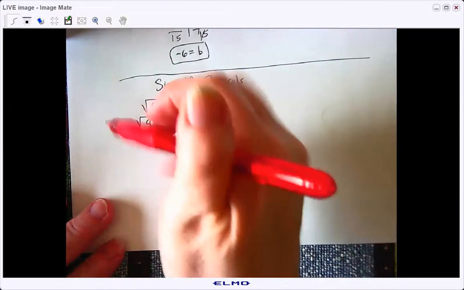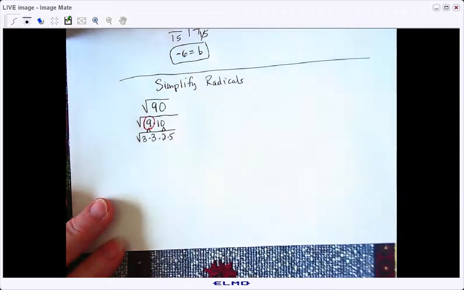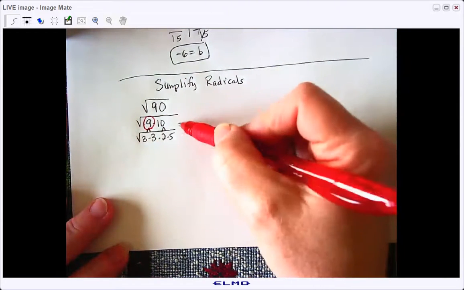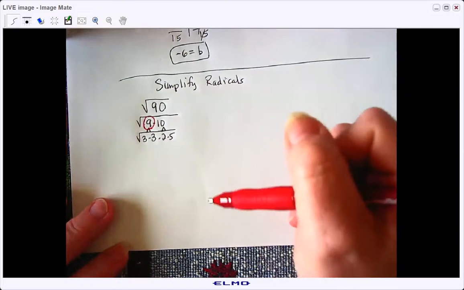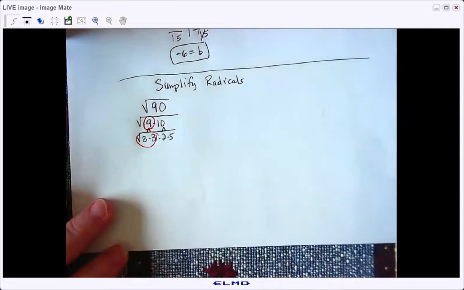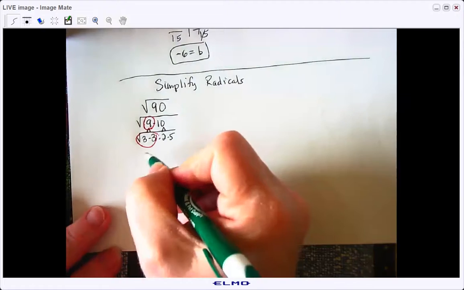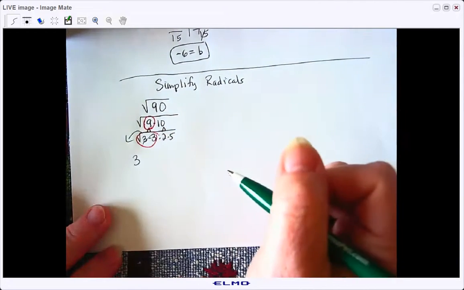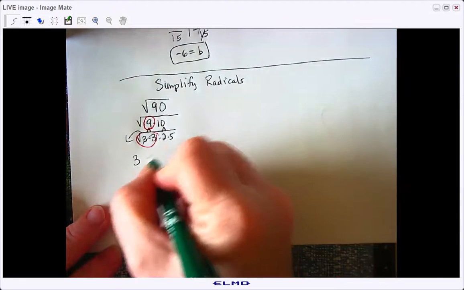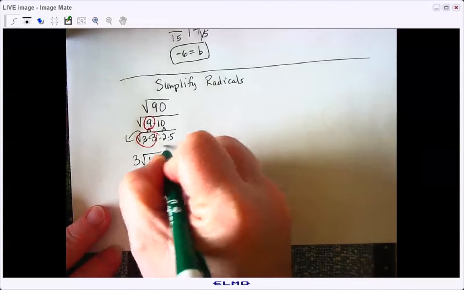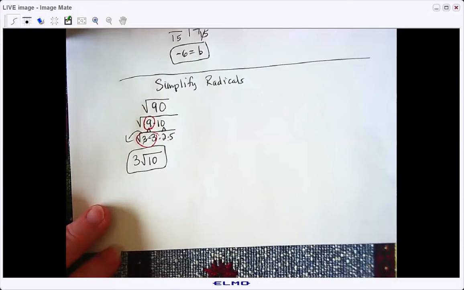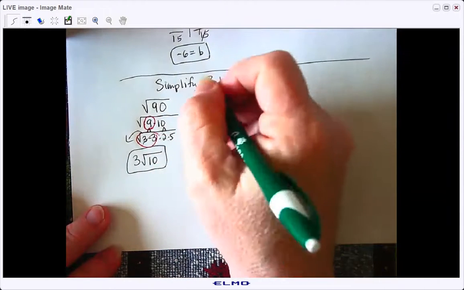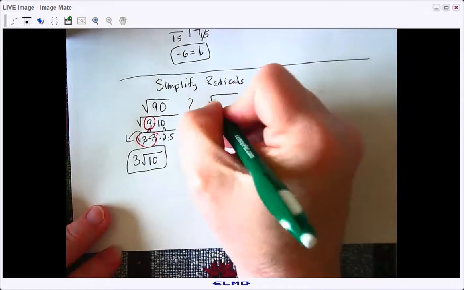I am totally fine with you saying right here that the square root of 9 is 3. However, many of my students like to see it completely broken down so that they can circle their pairs. So we can circle our pair of 3s. And for every 2, I get to bring 1 outside. So bring that one outside. The one that gets to go outside is a pair, and the leftovers have to stay inside. So I'll multiply them back together, and we have 3 root 10. Okay. Hopefully this rings a bell. Sounds familiar from last time.